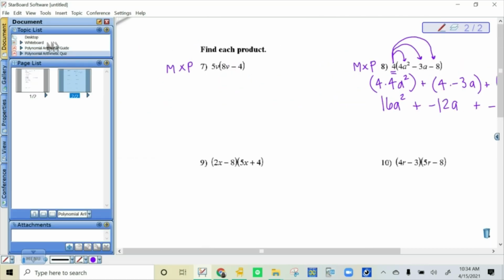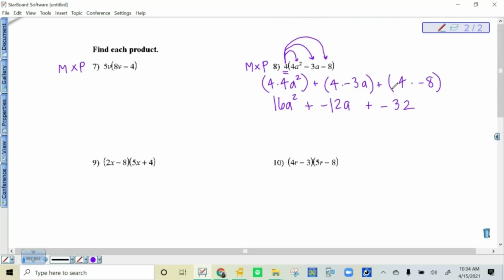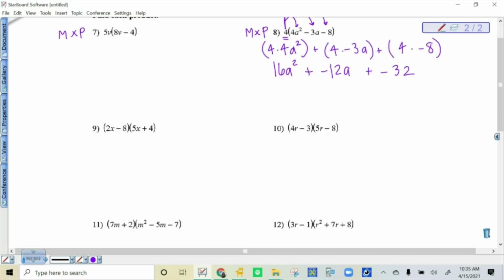And there are two examples. Which ones are they? Which ones are binomials times binomials? Yeah, number 10 and number 9, exactly.